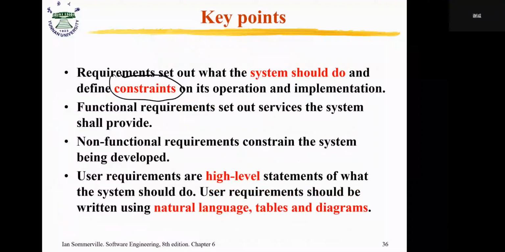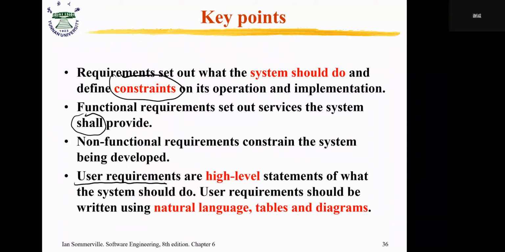Functional requirements set out the services or functions the system shall provide. Everyone, shall. Shall, not should. Shall means that you must provide it. Non-functional requirements constrain the system being developed. It means that you should fulfill the constraint. The user requirements are the high-level statements of what the system should do.